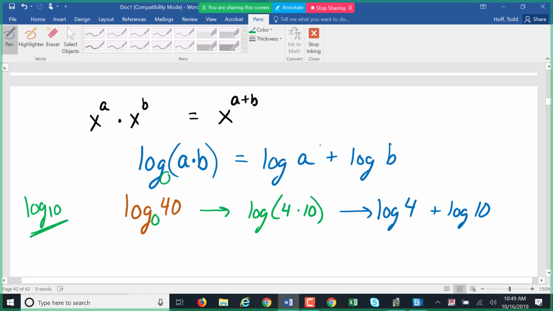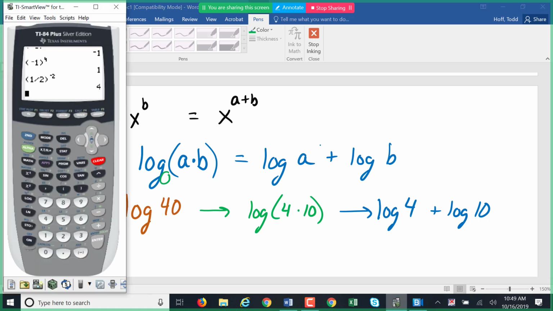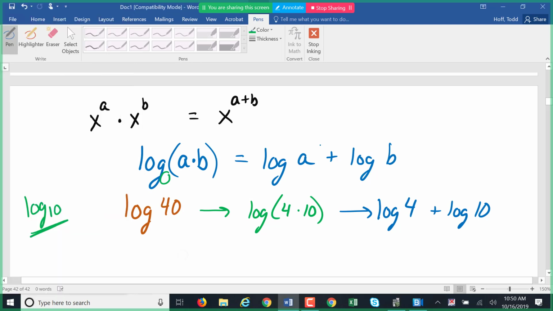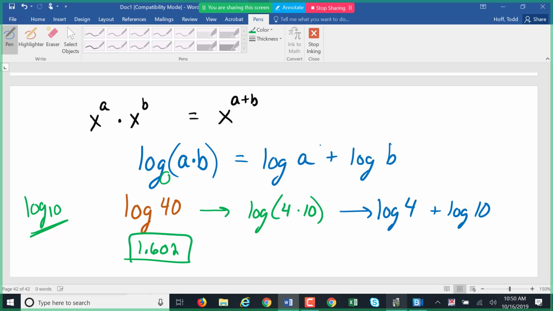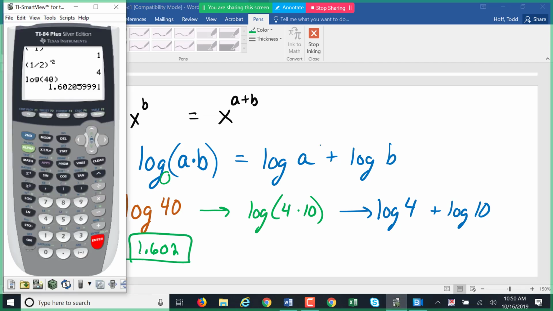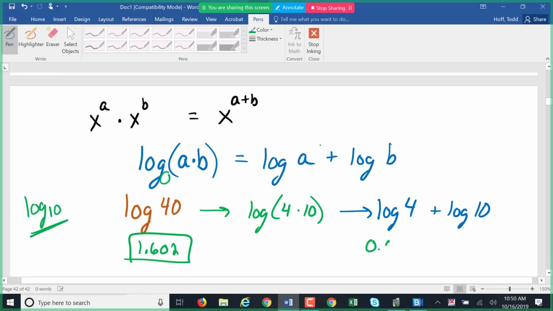Now, if I wanted, let's assume this is a log base 10. Let's just double check that. Let's do the log of 40, giving us 1.602. Let's compare that to the log of 4. Log of 4 should be 0.602. The log of 10, I can punch it in the calculator, but I don't need to. Log of 10 is just 1. 10 to the power of 1 is 10. That adds up to 1.602. So that holds true. It works out.